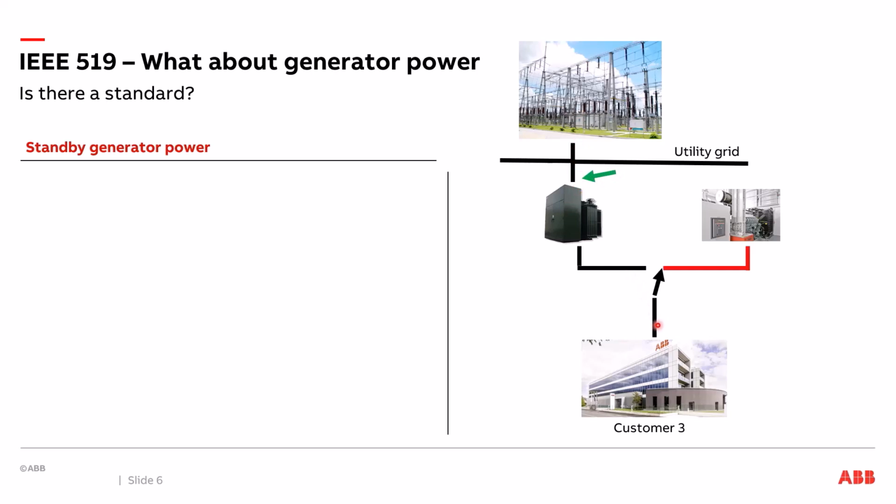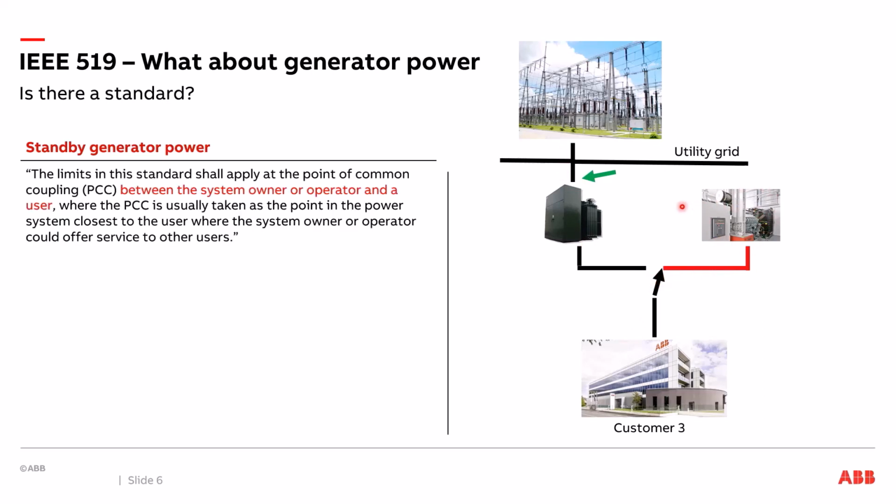So now let's say my utility power goes out, my automatic transfer switch switches over, and now I'm getting power from my generator. So where is my point of common coupling now? So as a quick reminder, the point of common coupling is between the system owner, utility, and the user. So that's why we had that green arrow here. But now that I'm fed from the generator right here, where is my point of common coupling? I'll pause for a second, let you think about that.